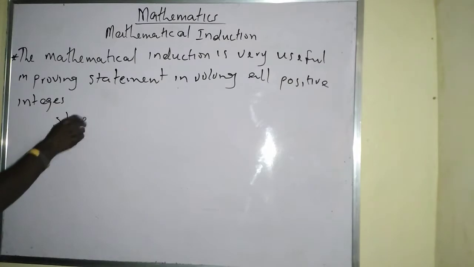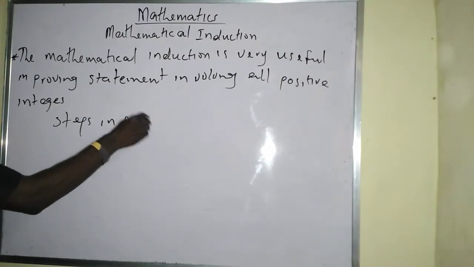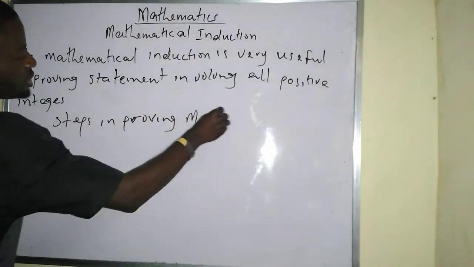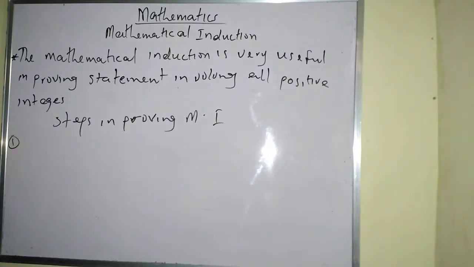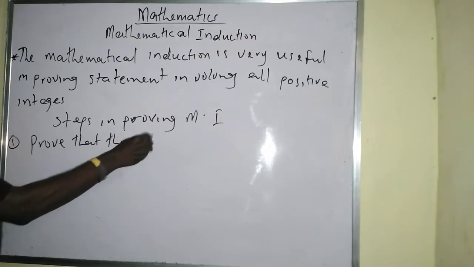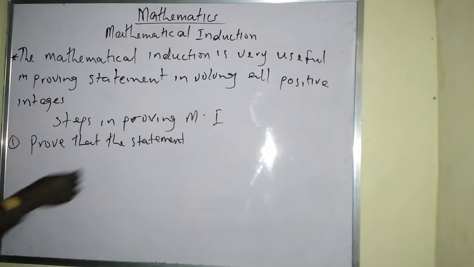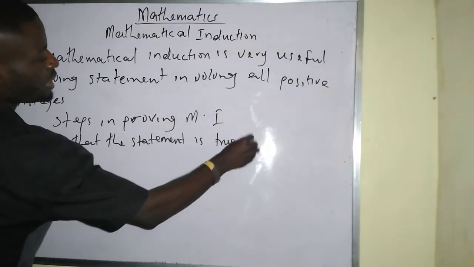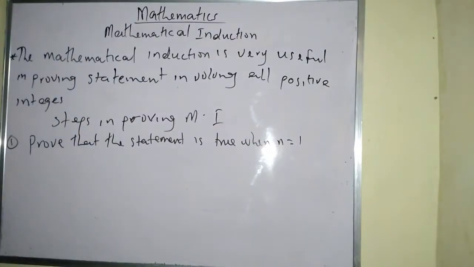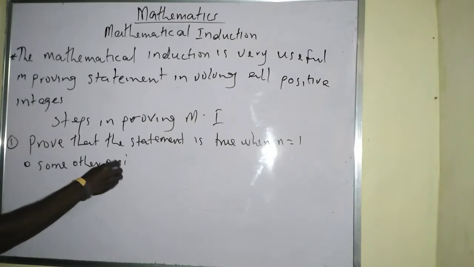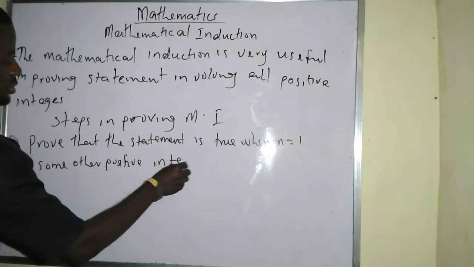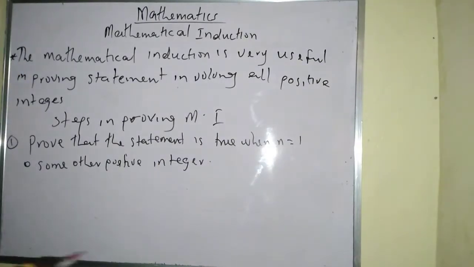Now, let me move on to the steps in mathematical induction. The first step is to prove that the statement is true when n equals 1, or some other positive integer. We prove it when n equals 1. After proving it, you can also prove it for another integer like 2, like 3, and so on.